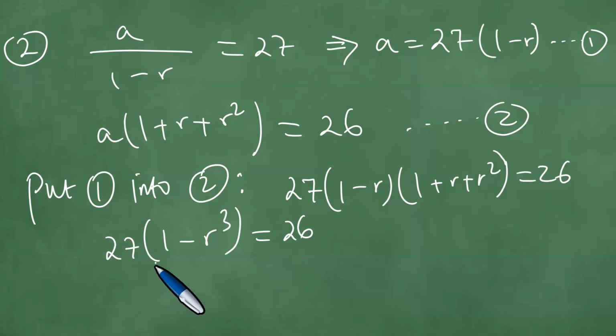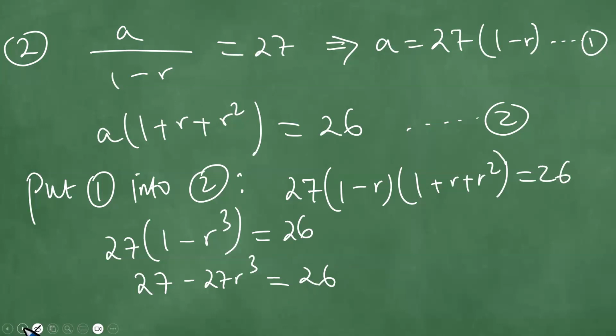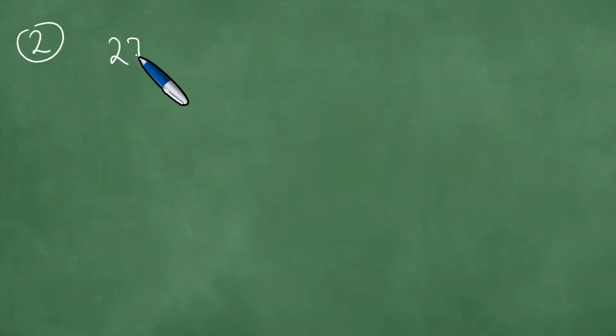Okay, so if you multiply out here, it is 27 minus 27 R cubed equals 26. You still with me, Lerato? Yes. Okay, thank you. Right, so you have 27 minus 27 R cubed.